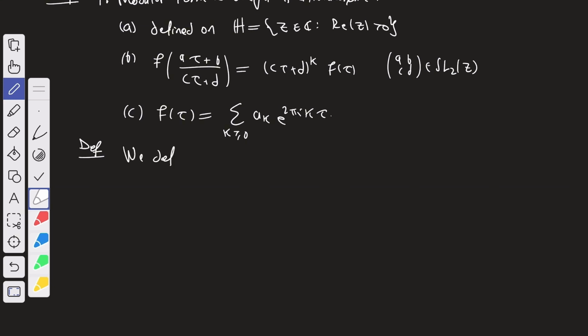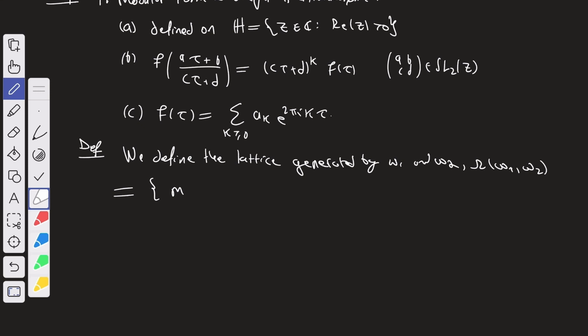We define the lattice generated by omega 1 and omega 2, with the notation big Omega at omega 1, omega 2, to be the set of periods m omega 1 plus n omega 2 such that m and n are integers.